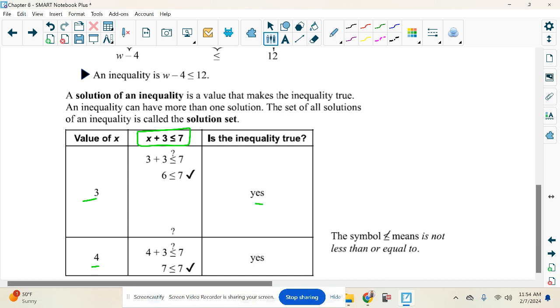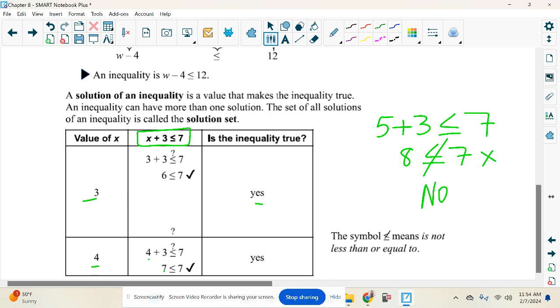Then they tested 4. They did 4 plus 3, which gave them 7. Is 7 less than or equal to 7? Yes. It may not be less than, but it is equal to. So does this sign work? Yes. It chopped it off on my board, but you have where they tested 5. They did 5 plus 3 is less than or equal to 7. Well, 5 plus 3 is 8, and is 8 less than or equal to 7? No. So it's not a solution.